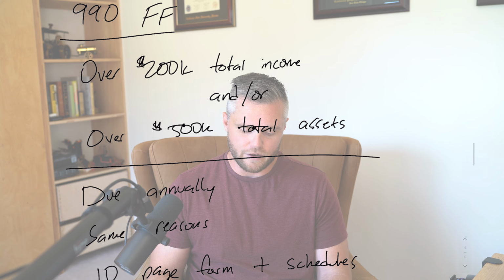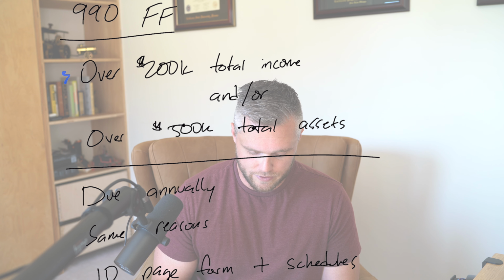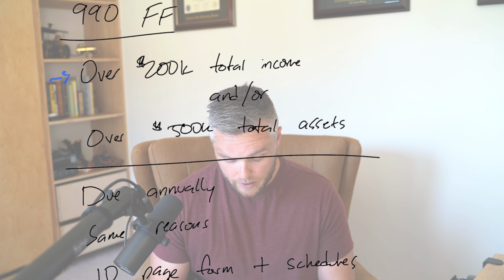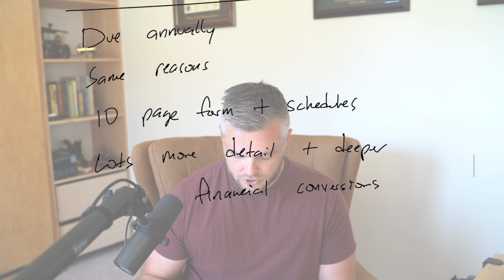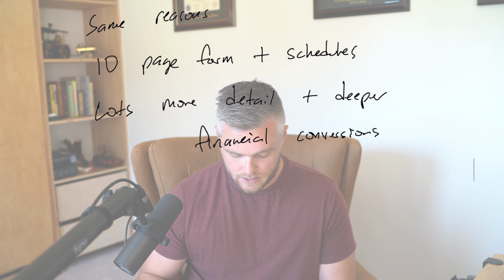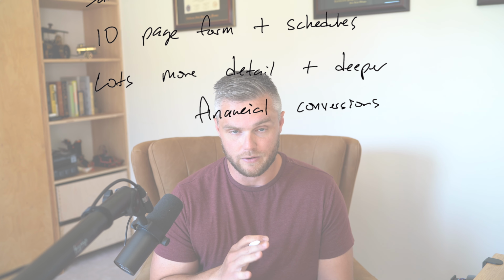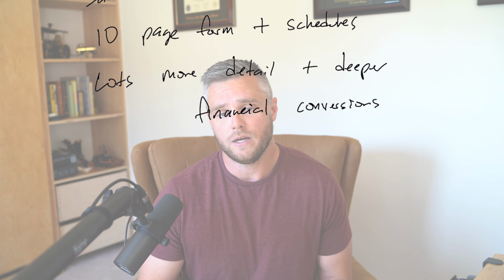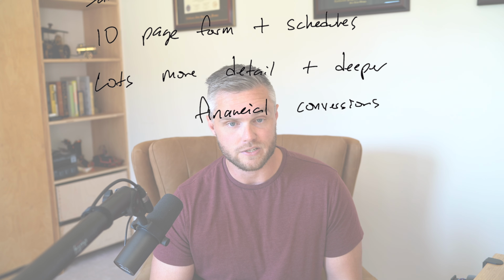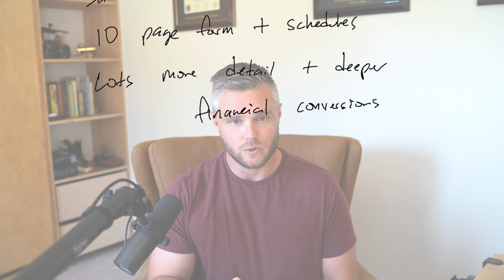And then there's the 990 full form, or just the 990. So again, this is anybody that is over $200,000 of total income or over $500,000 in total assets. This also is due annually for the same reasons as the EZ, but this is a lot more involved of a form. So this thing is about 9 or 10 pages by itself, and then you have those additional schedules as well, which there are 5 to 7 additional schedules from even what the 990 EZ could trigger. So it's just a lot more involved.